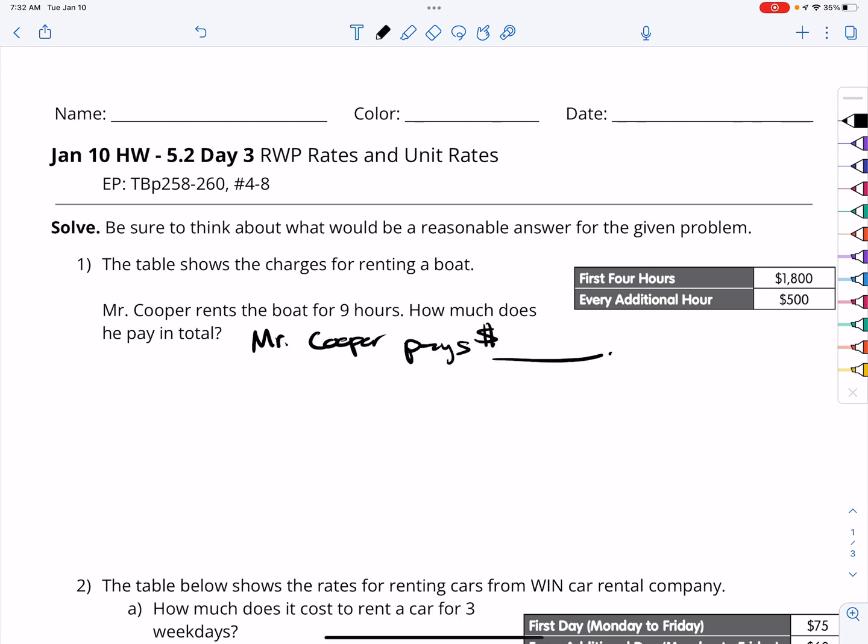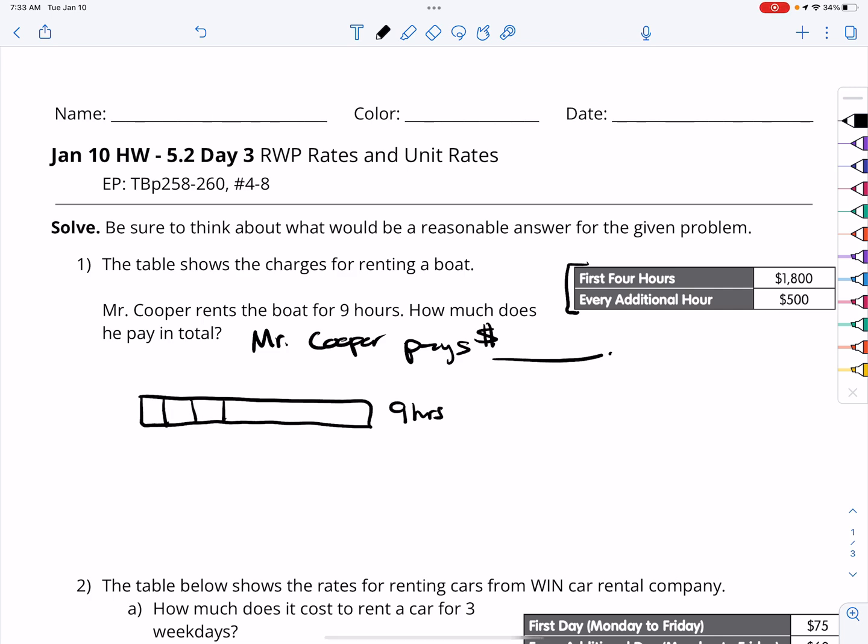Okay. So 9 hours, and it looks like here the first 4 hours are $1,800, but then after that there's $500 per hour. So I think I'm going to try to do a bar model just to further make sense of this. So we know that I'm going to do one big bar. So this whole total is going to be 9 hours. And in here, it's according to that table, the first 4 hours. So let's make this into 9.